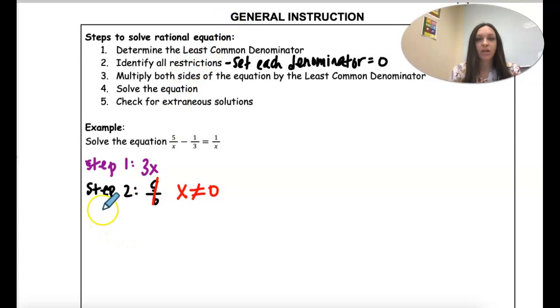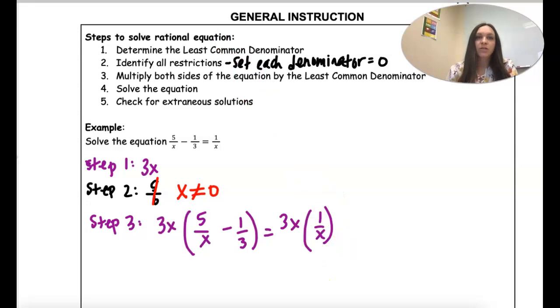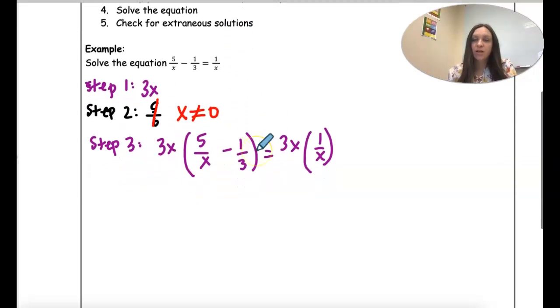Okay, step 3, multiply both sides of the equation by our common denominator. So I'm going to take 3x, and I'm going to multiply it by 5 over x and 1/3. And then I'm going to multiply it again on the other side by 1 over x. So I'm going to write out all the steps. As you go through this, you won't need to.